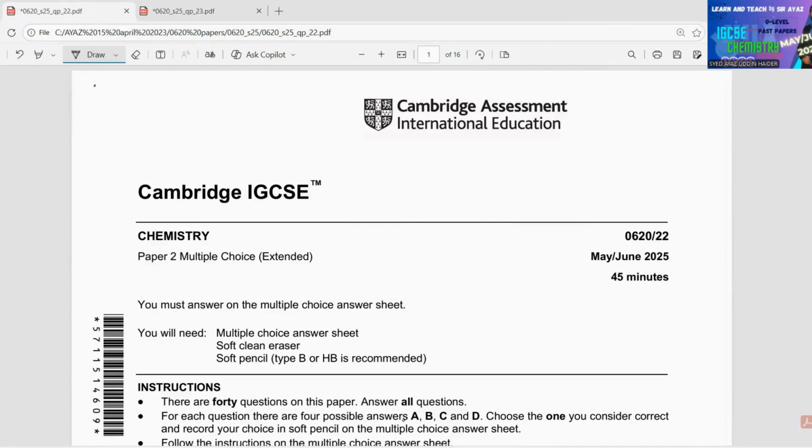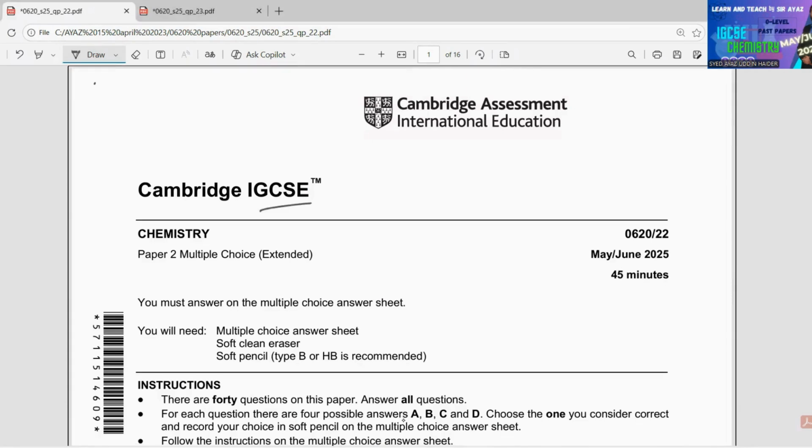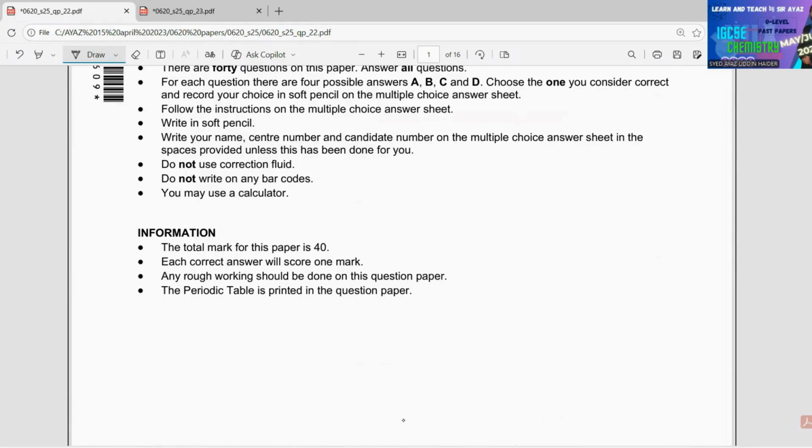So I'm continuing my past paper sessions for IGCSE, and this time I've selected variant 22. It's of May, June 2025. It's multiple choice extended version. Total time is 45 minutes, 40 minutes. It's of 40 marks. There'll be 4 choices. You have to choose the best answer. Your productivity is printed in the question paper.